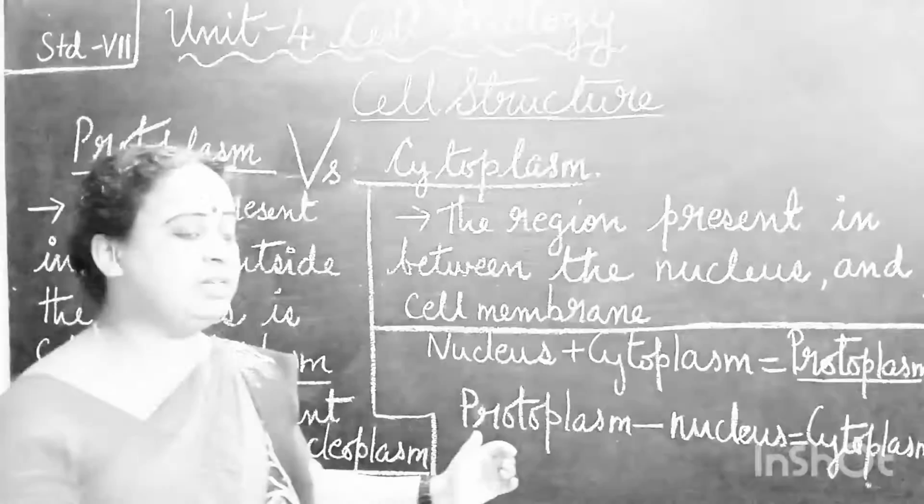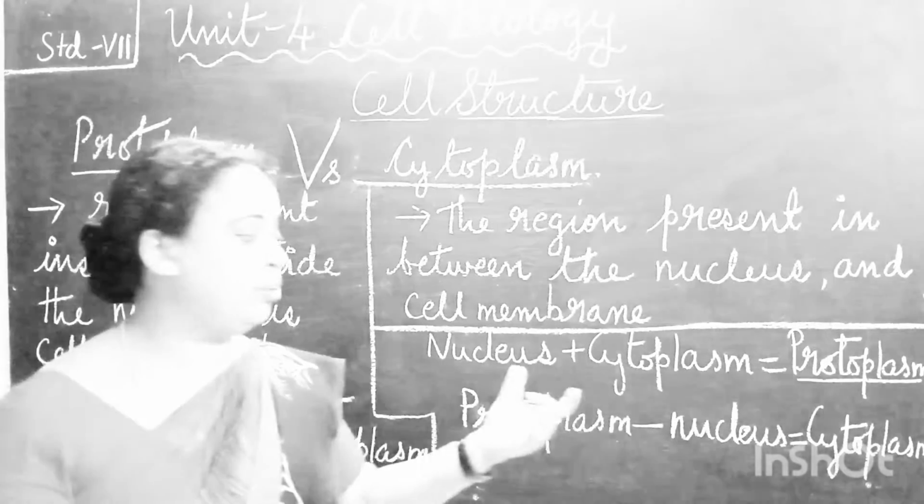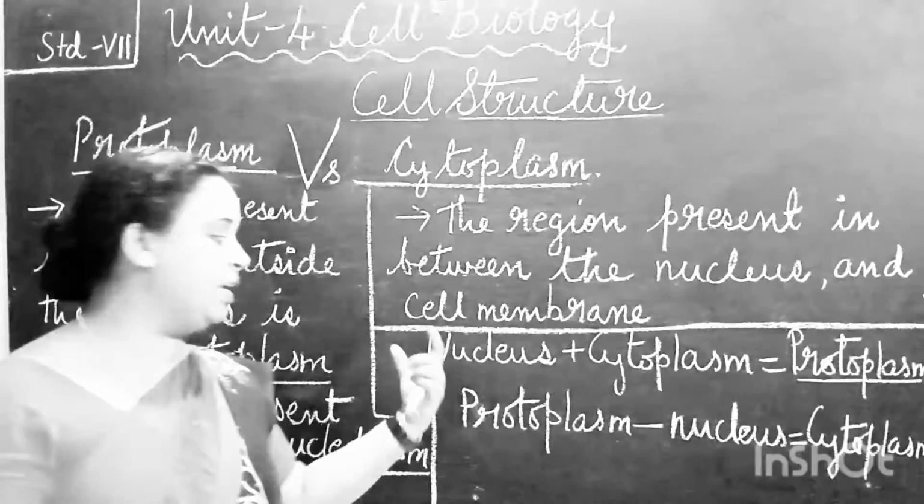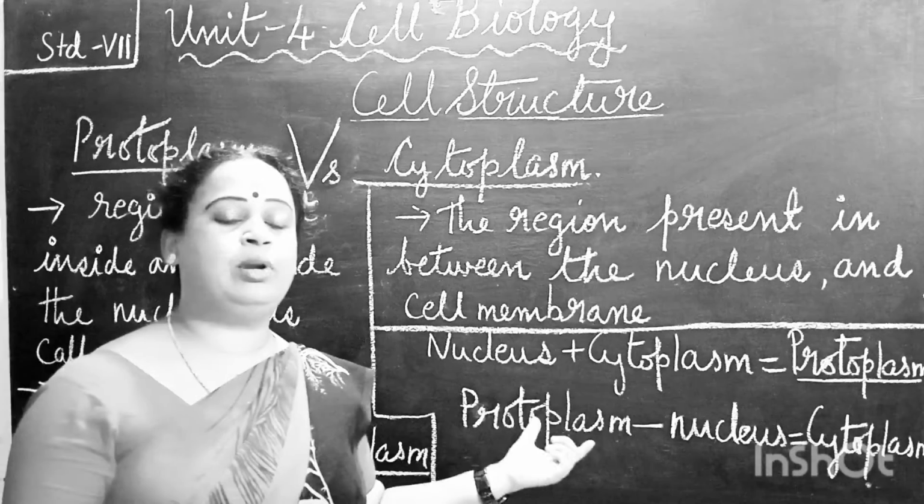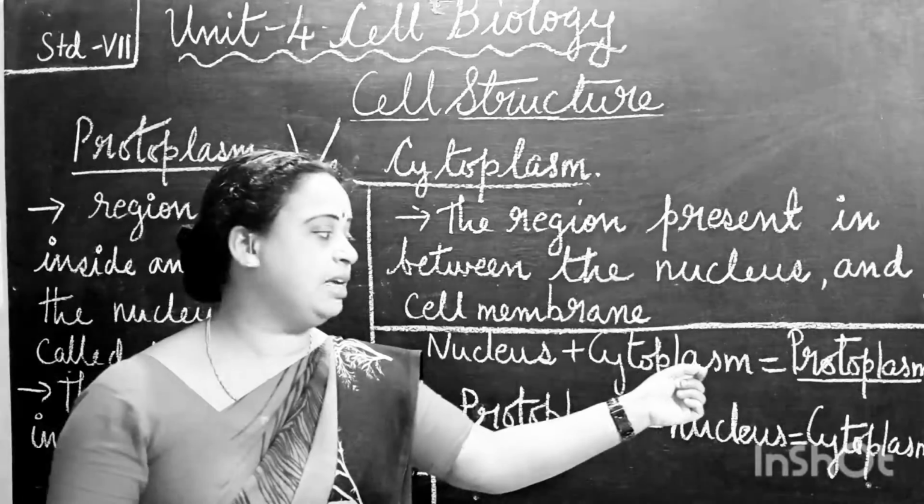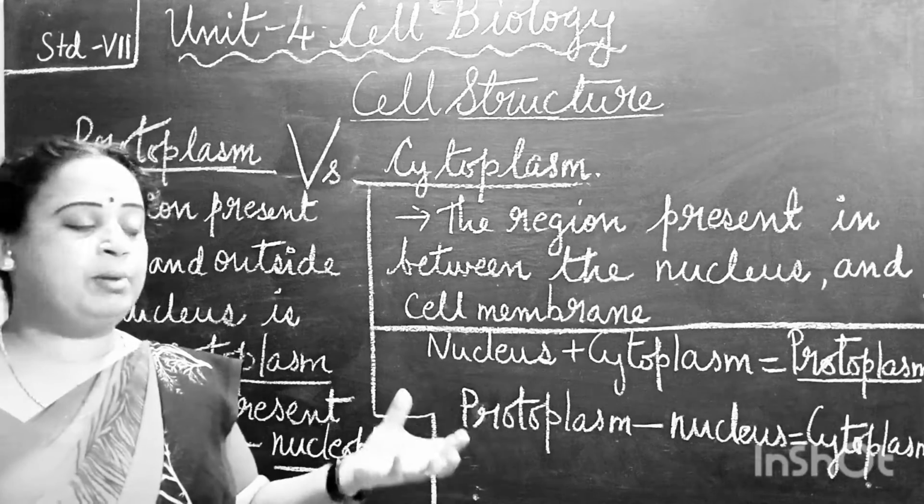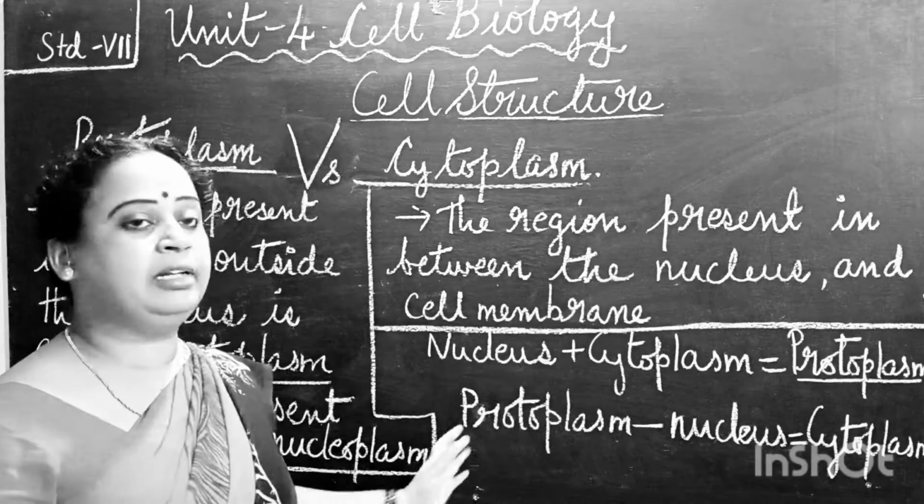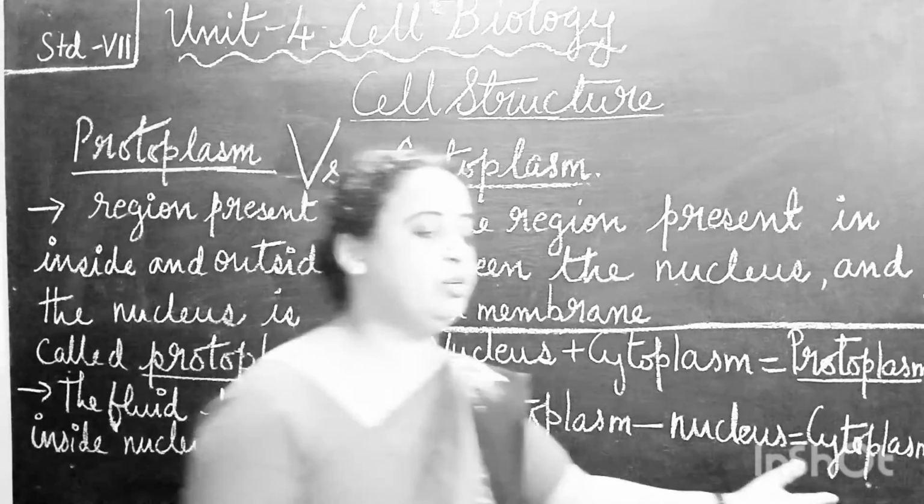Now you understood the difference? Yes. So what is the main difference between protoplasm and cytoplasm? Protoplasm contains cytoplasm plus nucleus. Cytoplasm and nucleus together comprise the protoplasm, whereas cytoplasm is nothing but from the protoplasm you just separate the nucleus, so that part is called your cytoplasm.